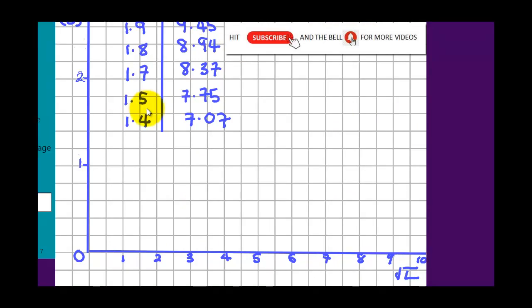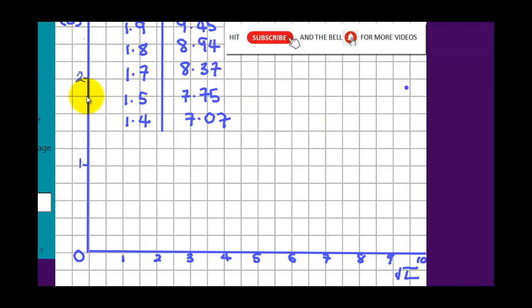So in order to plot this graph, the first one says 1.9 against 9.45. Now, this is 1, this is 1.2, 1.4, 1.6, this is 1.8. 1.9 is going to be in between here against 9.45. So 9.45 is going to be somewhere before 9.5. So I'll put my dot here. Okay, so the next one says 1.8 against 8.94.